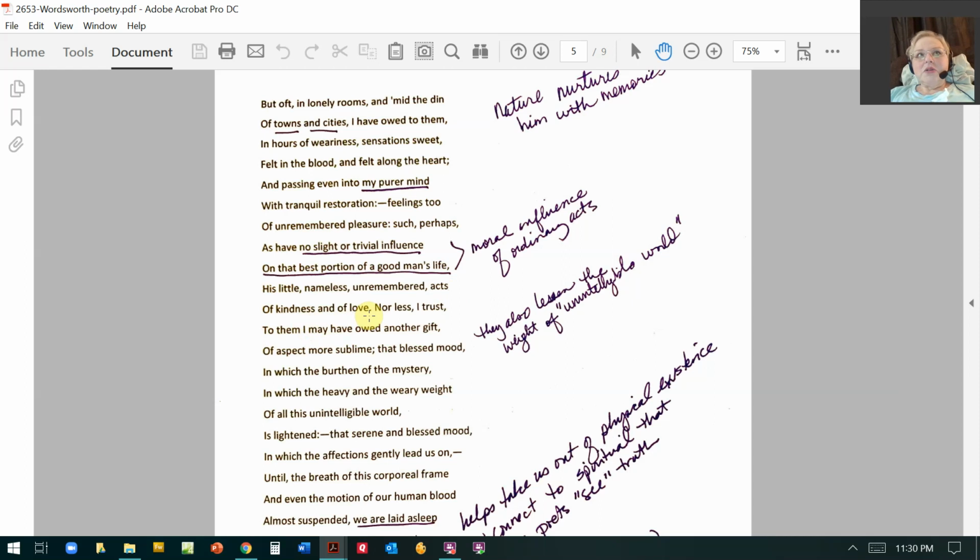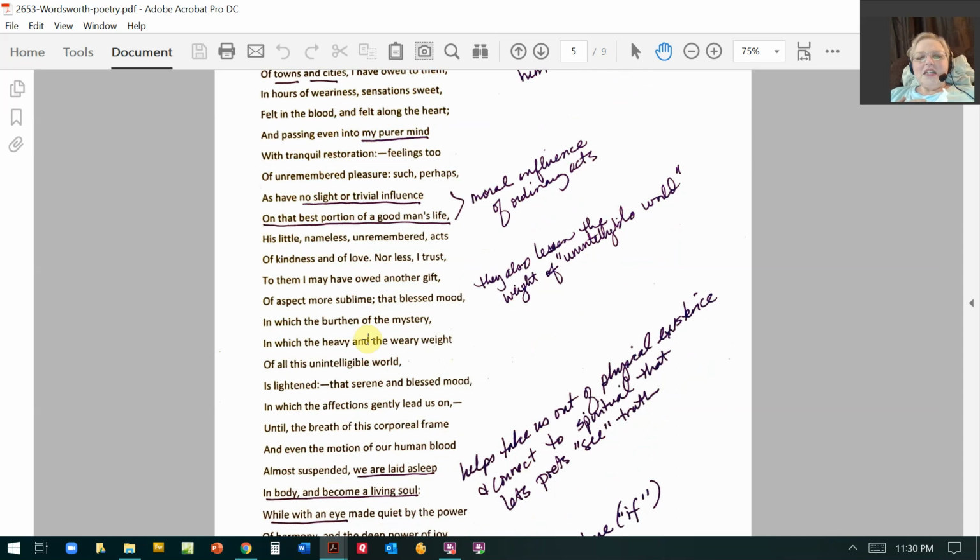And he says, and nor less I trust to them, I may have owed another gift of aspect more sublime, that blessed mood in which the burden of the mystery, in which the heavy and the weary weight of all this unintelligible world is lightened. And so he says, by remembering them, this is the other thing, it's helped lighten the burden that he feels. See, unintelligible means you can't understand it, right? It's confusing, right?